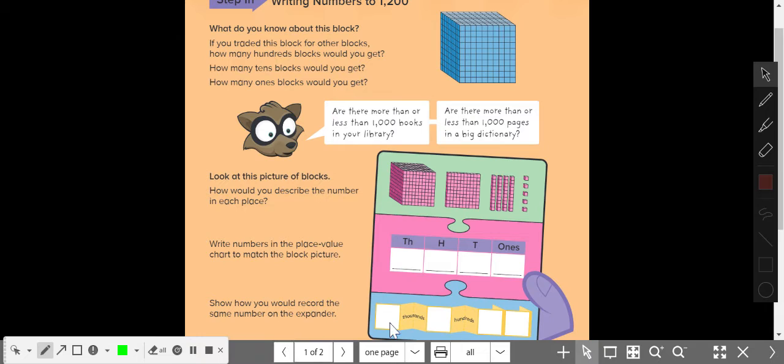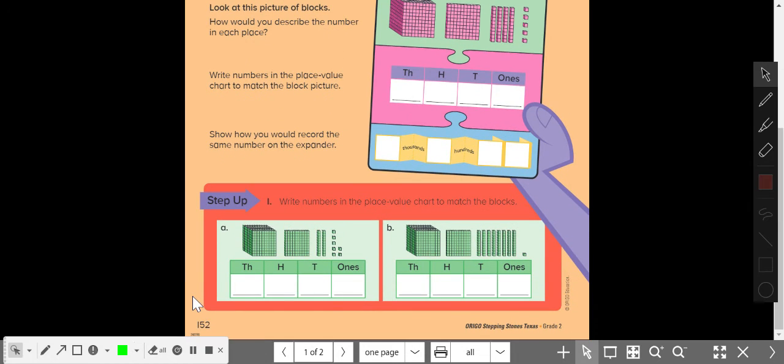Let's go down to the bottom of this page and look at some practice problems. Number 1 says, write numbers in the place value chart to match the blocks. I have 1 thousands block, 1 hundreds block, 2 tens blocks, and 1, 2, 3, 4, 5, 6, 7 ones blocks. So my number is 1127.